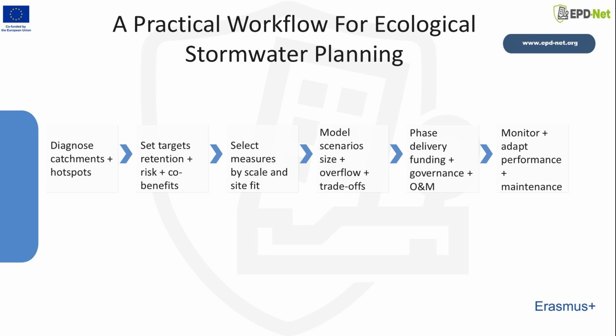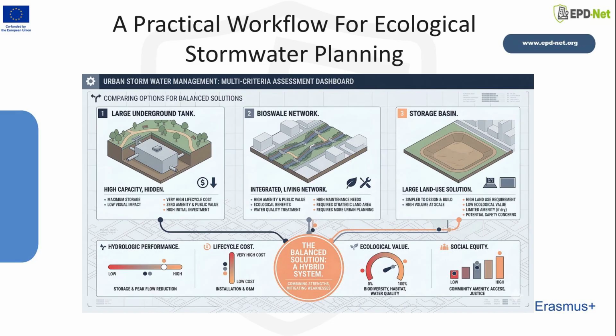This workflow is important because it shows that ecological stormwater planning is not a one-time design act. It is a process that begins with analysis and continues through implementation, stewardship, and revision. A particularly important point is that maintenance and governance enter the workflow before the end of the project, not after construction. Monitoring then closes the loop and helps the system adapt as urban and climatic conditions change.